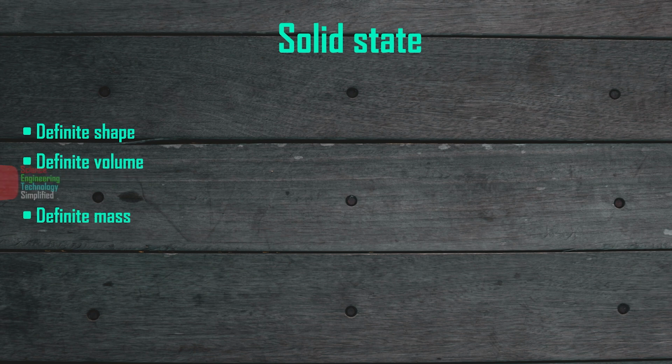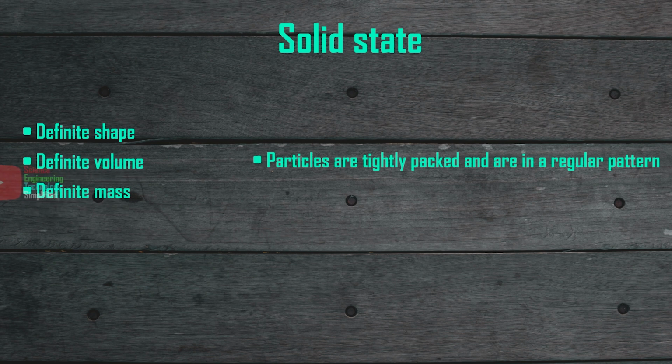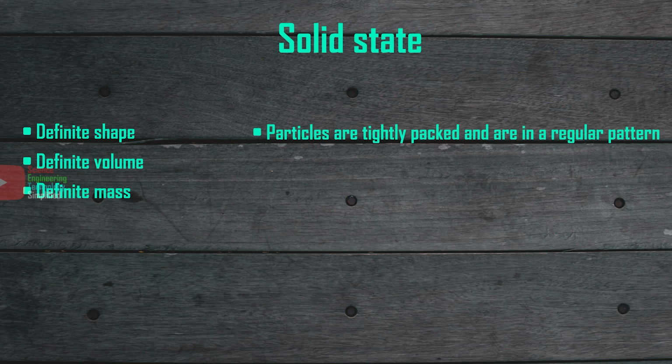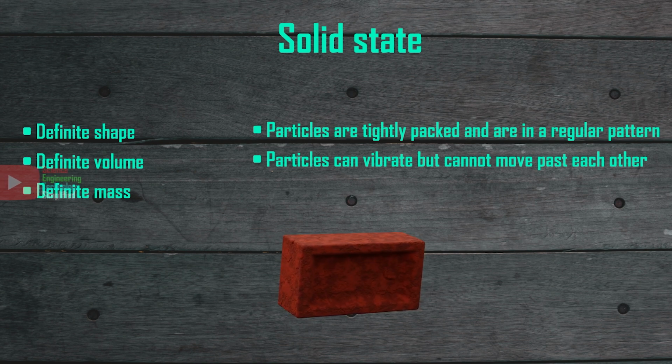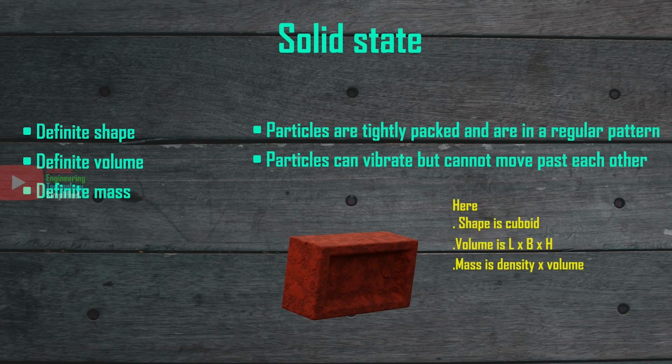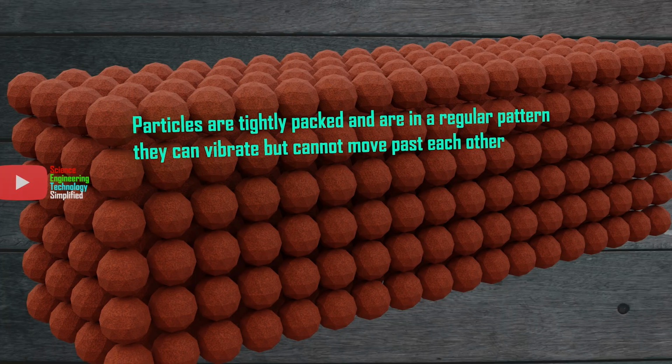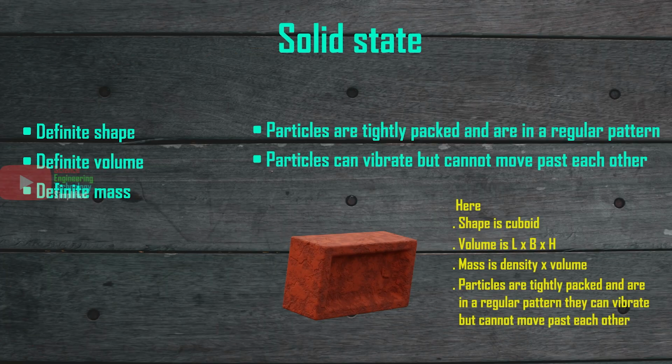Solid state. The matter in a solid state possesses a definite shape, definite volume, and a definite mass. Particles in a solid state are tightly packed, and are in a regular pattern. They can vibrate, but cannot move past each other. Suppose you have a brick. It has a definite shape, definite volume, and a definite mass, and the particles are tightly packed in a regular pattern. Therefore, brick is solid.